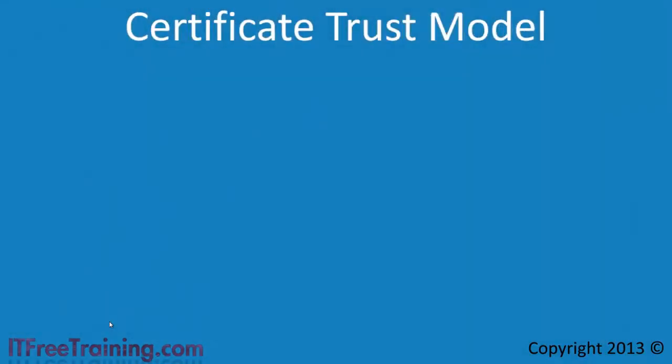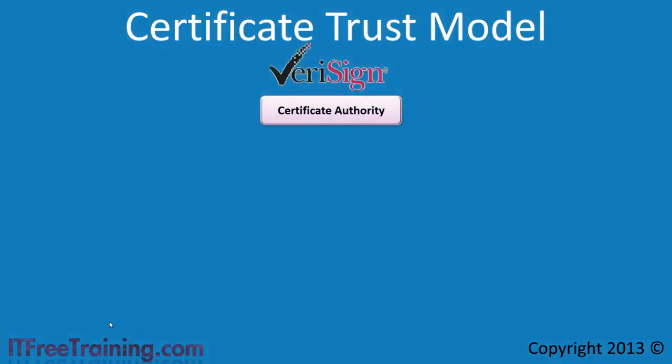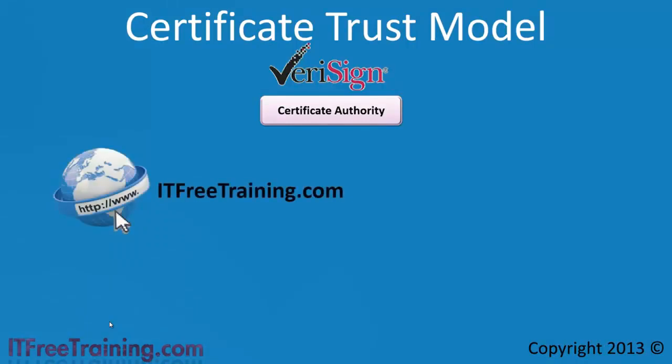So how does this all relate to certificates? Certificates use the same type of trust model. At the top, you have a certificate authority. In this example, I will use the certificate authority VeriSign. VeriSign has been around a long time and is well trusted on the Internet. A certificate authority's job is to issue certificates. These certificates can be used for users, computers, devices, and web pages. Let's say IT Free Training wants to get a certificate for their web page.